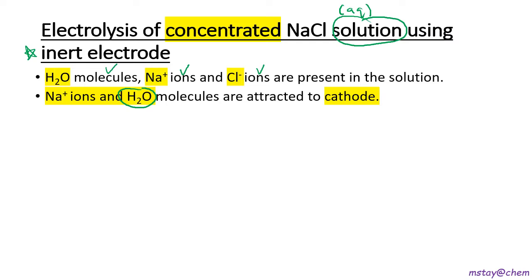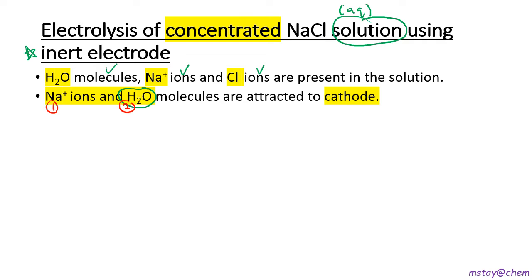So this one is a bit different compared to molten salt and also water. In molten salt, there is only one cation and there is no water molecule, so only Na+ will be attracted to the cathode. And in that condition, there is no choice; Na+ will automatically be discharged. But now here we have two choices: one is Na+ and another one is water. Between these two, only one will be selectively discharged. That means we will only choose one of these two to discharge.